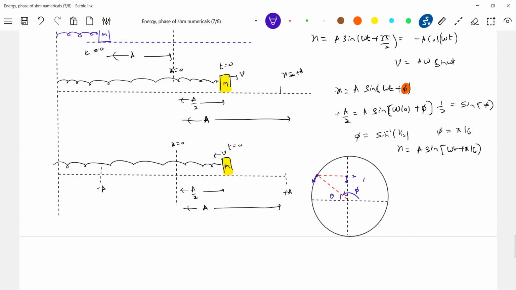And we know this distance is how much? A by 2, and this is A. So what is sine theta? A by 2 by A. Theta is pi by 6. So what can be the phase of this one? Phi is equal to pi minus theta, pi minus pi by 6, will be 5 pi by 6. So what will the equation of motion be? X equal to A sine omega t plus phi.